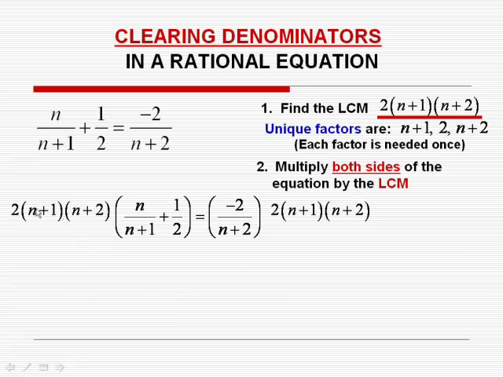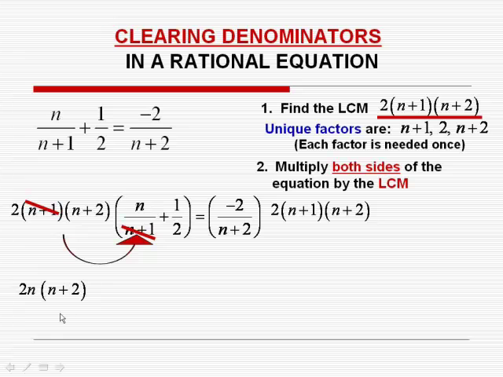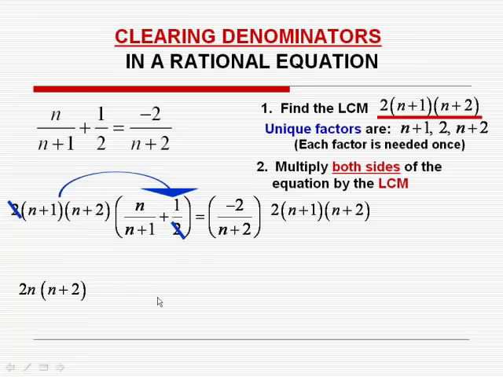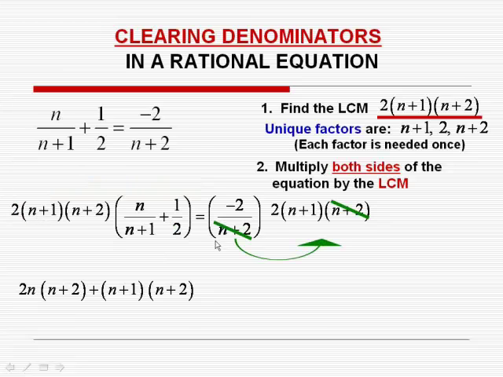Now remember, this is all one term, where there's two terms inside here, so I'm going to use my distributive law. When we distribute this on the first term, we notice that our n plus 1 cancels out, and what's left is 2n times the quantity of n plus 2. Now we have our plus sign, and when I multiply this entire thing times the second term, my 2's cancel out, and what's left is plus n plus 1 times n plus 2, equals.